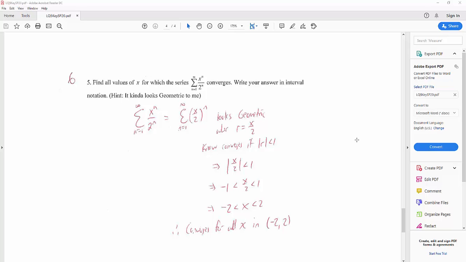Multiply all 3 pieces of that compound inequality by 2. Gives me -2 less than x less than 2. So the given series will converge for any x you can think of in the interval -2 to 2. Pick any x in that interval. Put it into the original series, substitute it in for x, and you're going to get a series that converges.